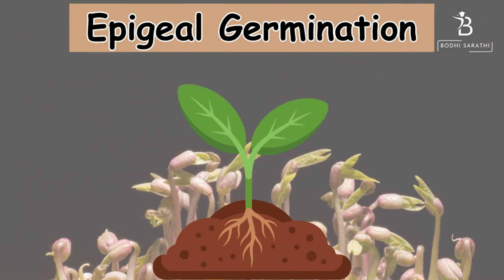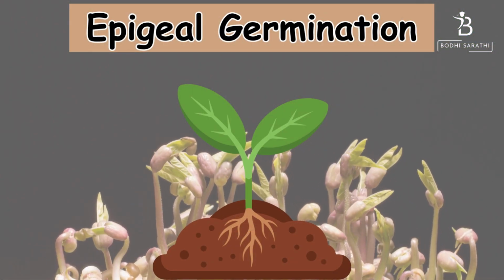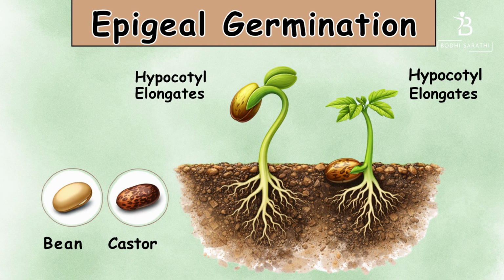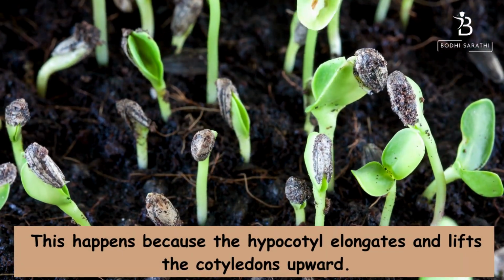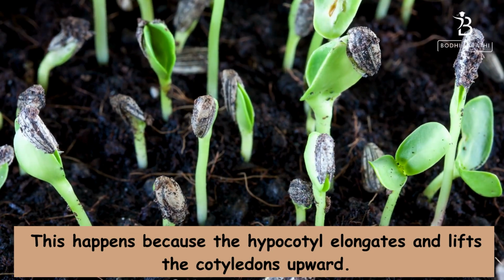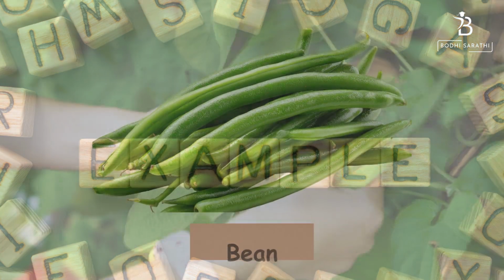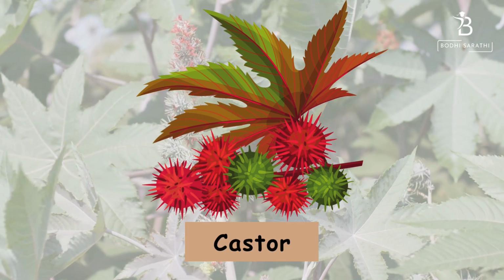1. Epigeal germination. In epigeal germination, the cotyledons come above the soil. This happens because the hypocotyl elongates and lifts the cotyledons upward. Examples include bean and castor.